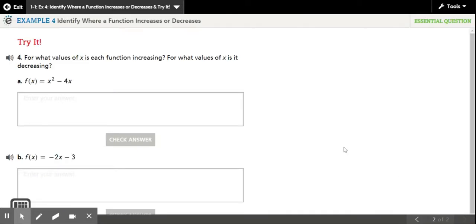Again, it's a you try it question, so you pause now, give it a try, and then hit play to see the answer.